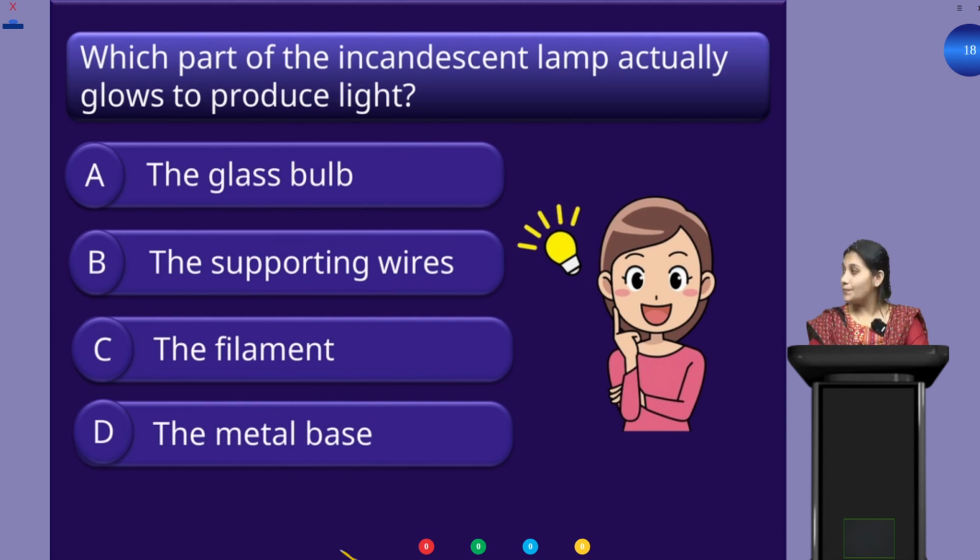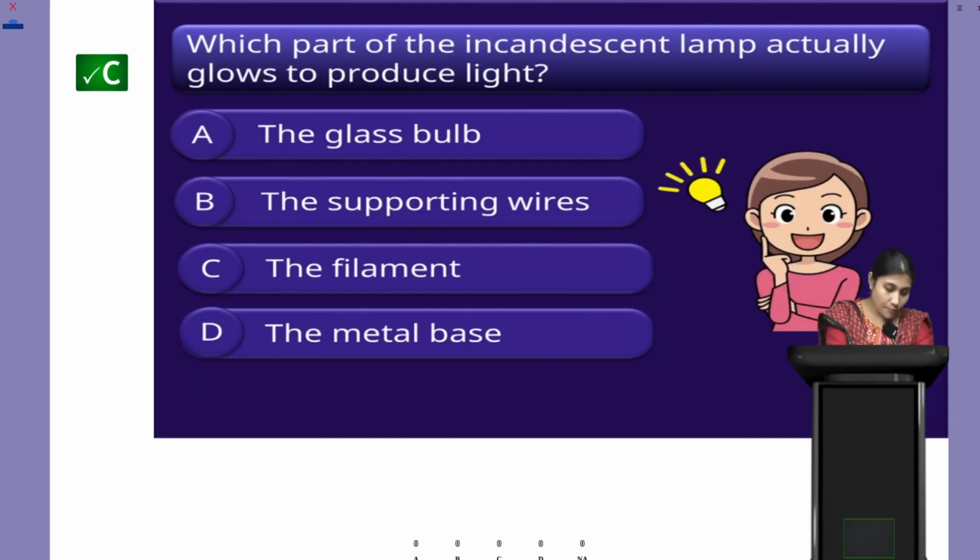Students, please keep answering. I can see so many of you have given the correct option. Others, please keep trying. Just now we have studied which part of the lamp glows, isn't it? So your time's up. I can see so many of you have given the correct option. Very good. The right option is option C. Let me discuss the question with you.